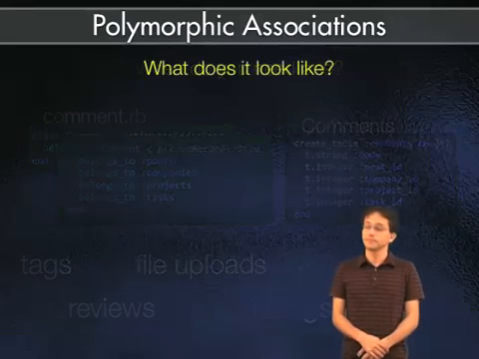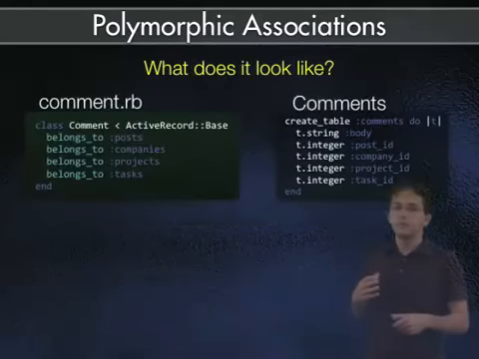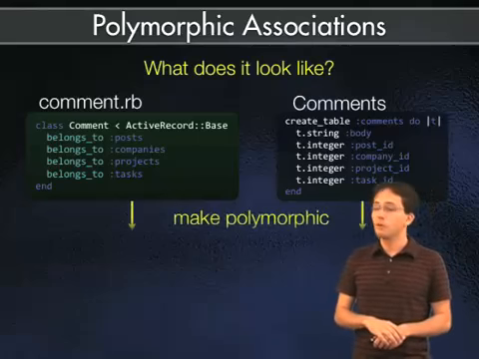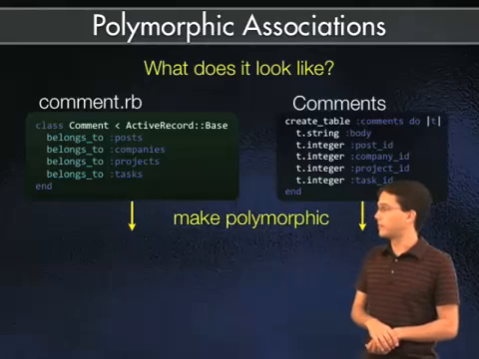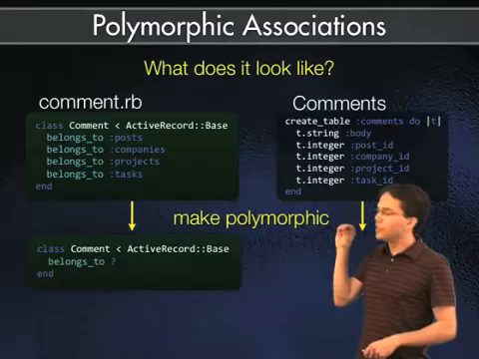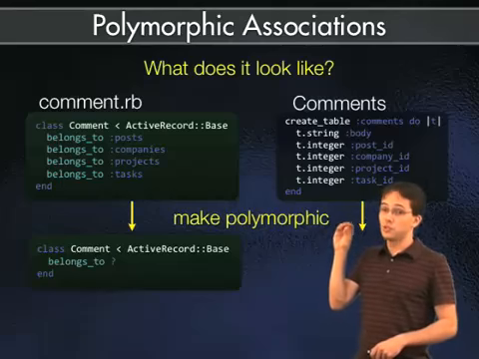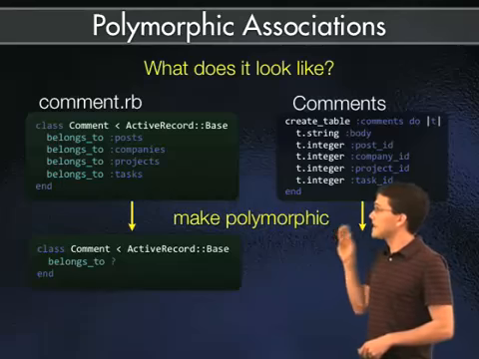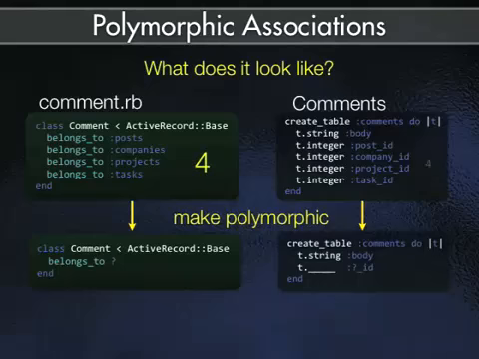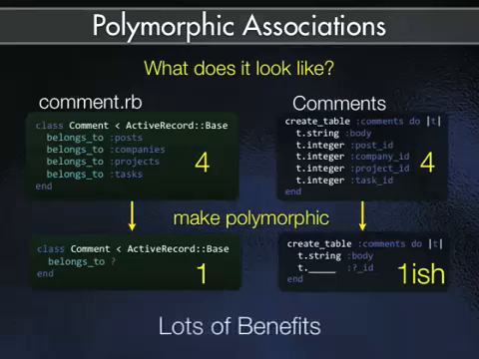So, what does it look like? Well, we start out with our ugly tables here. And what we want to do is make it polymorphic and end up with something that collapses all of those belongs to methods into just one. On the database side, we want to figure out something that collapses all of those foreign keys to just one, right? So we're going from 4 and 4 to 1 and 1-ish. And you'll see what I mean in just a second.